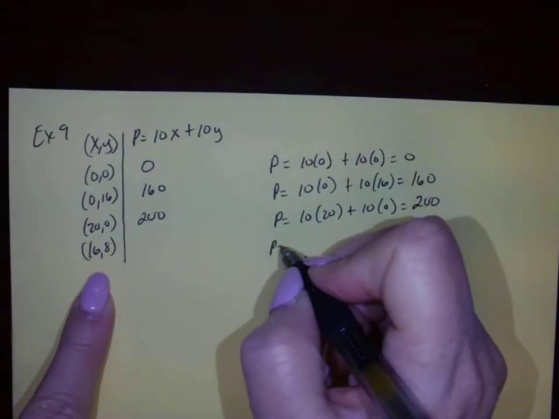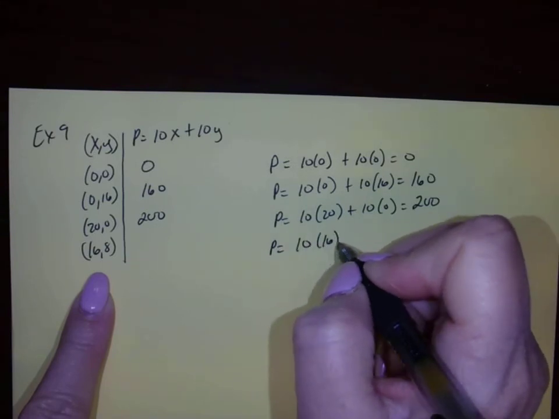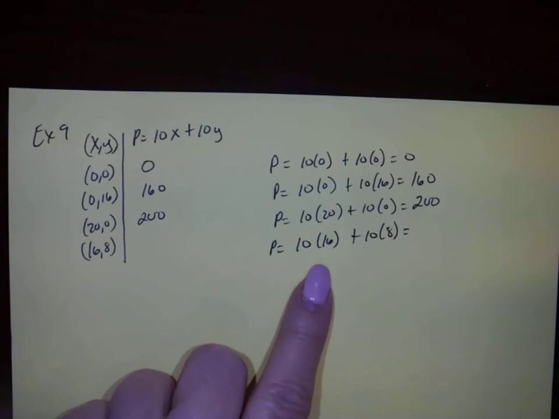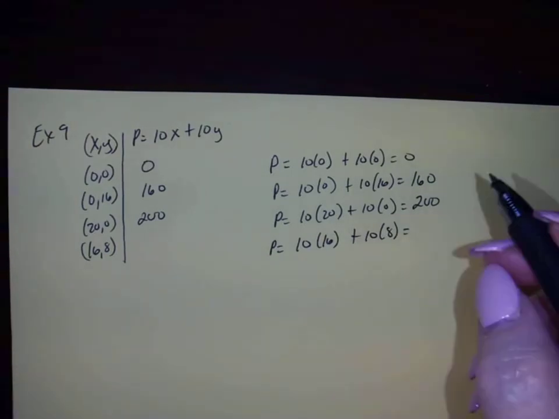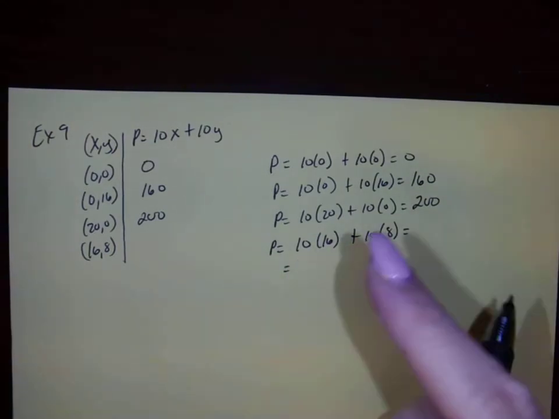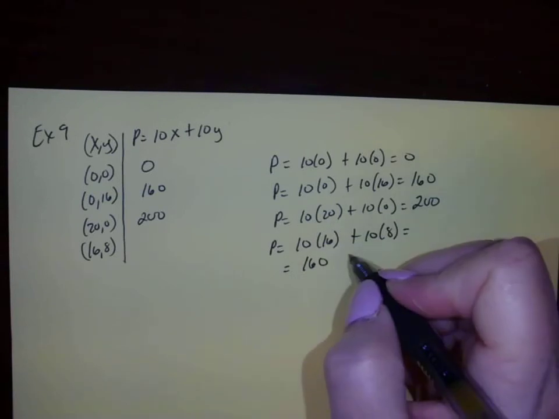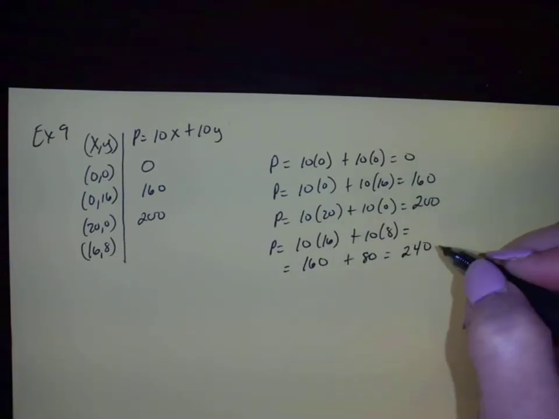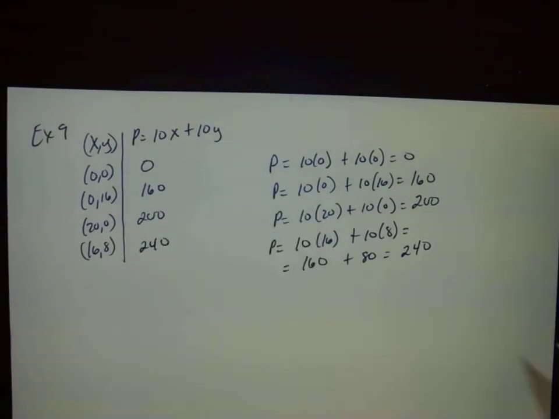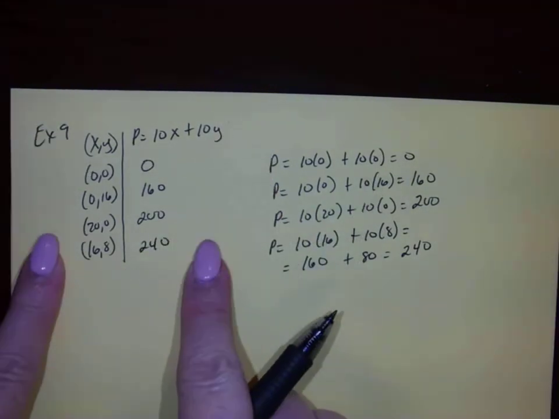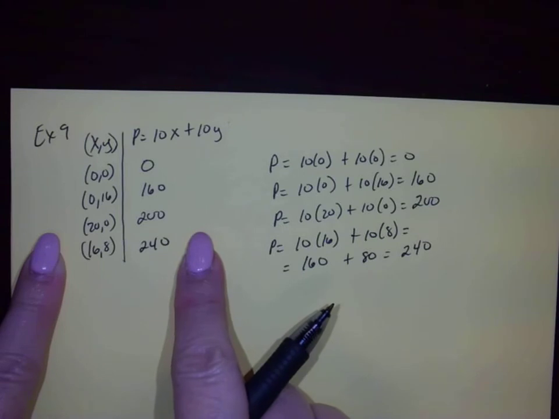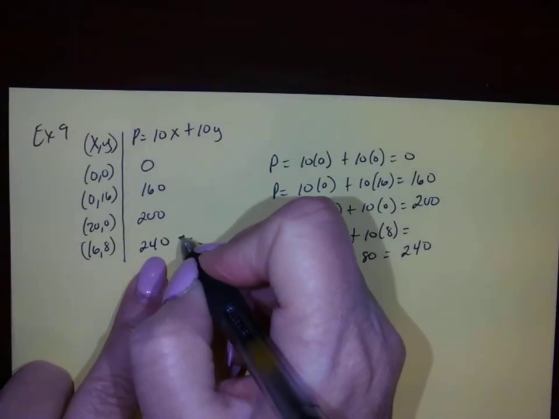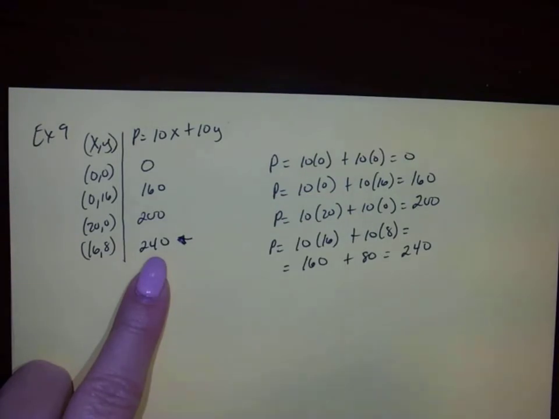On the next one, we have the profit of 10 times 16 plus 10 times 8. I think I'm going to work it below. So 10 times 16 will get us 160. 10 times 8 is 80. This will get us 240. So if I'm looking at my corner point chart over here, the maximum value is 240. So that's our max.